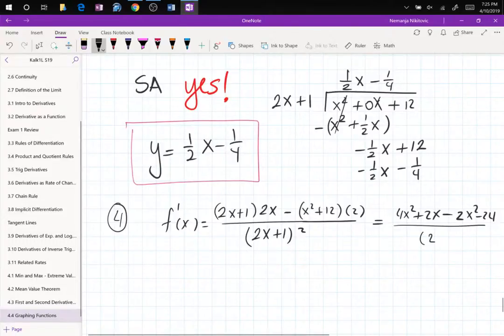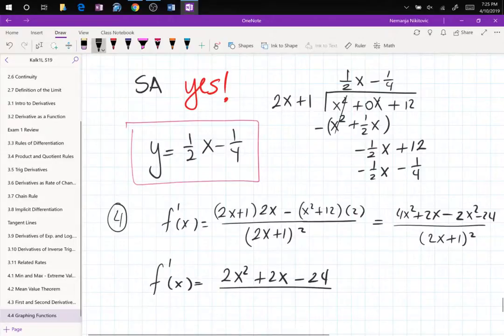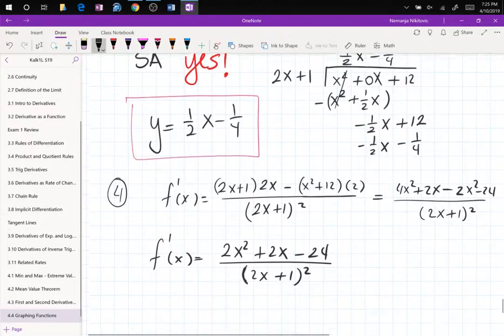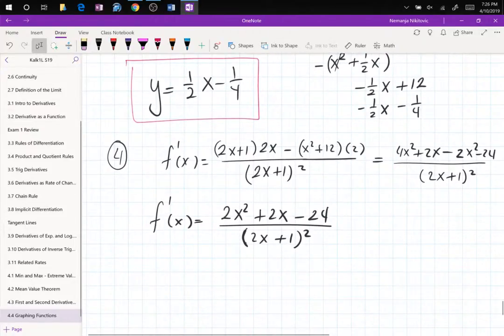Divided by 2x plus 1 squared. So the first derivative is 2x squared plus 2x minus 24 divided by 2x plus 1 everything squared. All right. Yes. I think it's minus 2x.